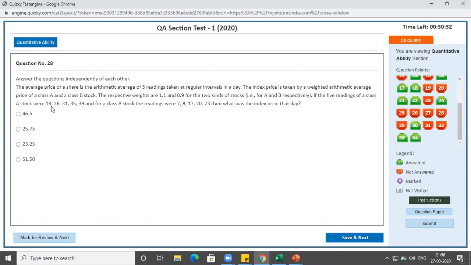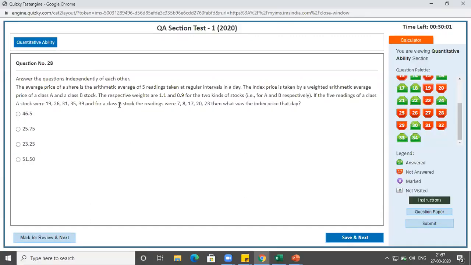19, 26, 31, 35 and 13. If I take 31 as the average, then plus 4, plus 8, plus 12 is my surplus, and then minus 5. If I take 30, what is the deficit? Minus 12. Plus 4 and plus 8 cancel, minus 5. Okay, 30 is the average of class A. What I did was assume a mean.